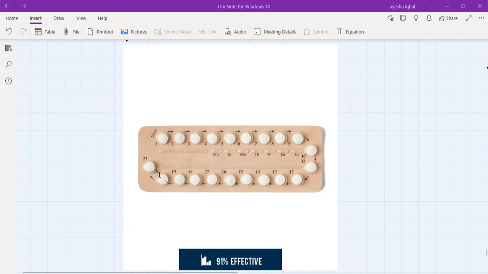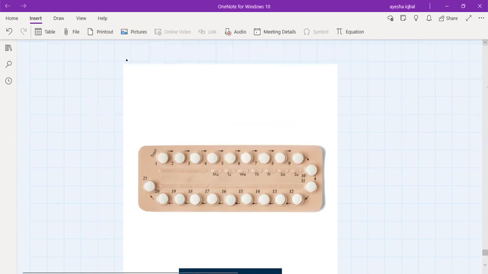And if she missed two pills in the last week, then she needs to start the next pack right away without giving a 7 day break. Right? And if she missed two pills somewhere in between, then she doesn't need to do anything else, just use the barrier method of contraception for the next 7 days. All right. So this was basically about missed pills.